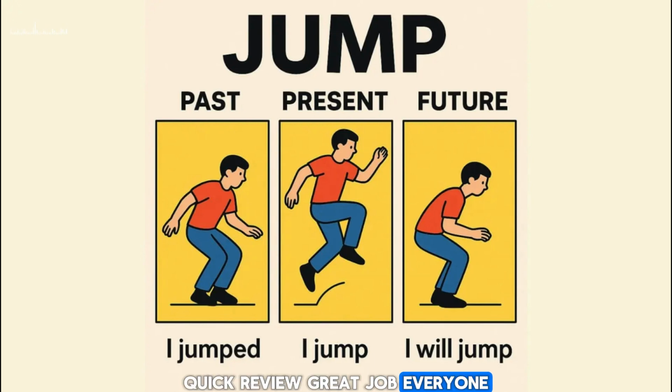Quick review. Great job, everyone. Let's remember what we learned. For past, we often add ed to the verb, like played, jumped, walked. For present, we use the simple verb, like play, jump, walk. For future, we add will before the verb, like will play, will jump, will walk. But some verbs are special, like ran, ate, wrote. These don't follow the rule.